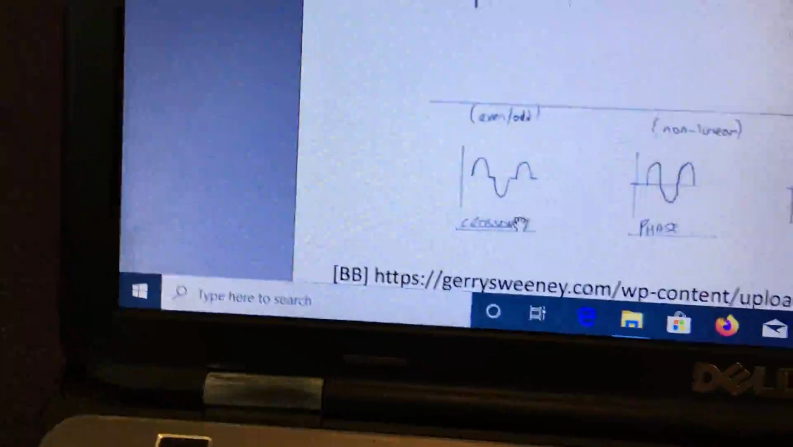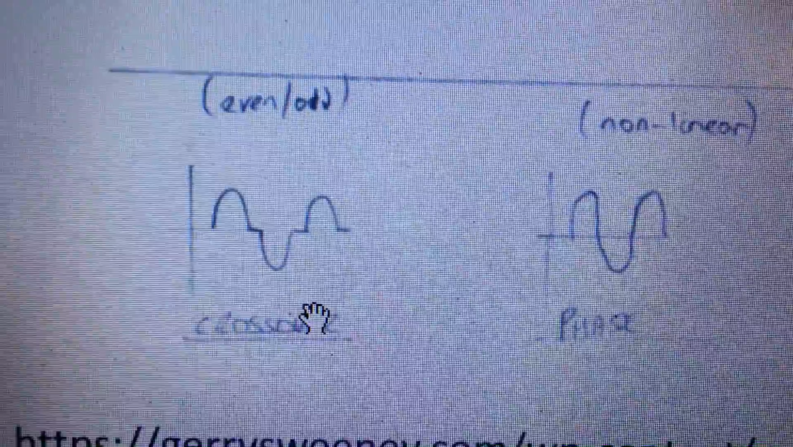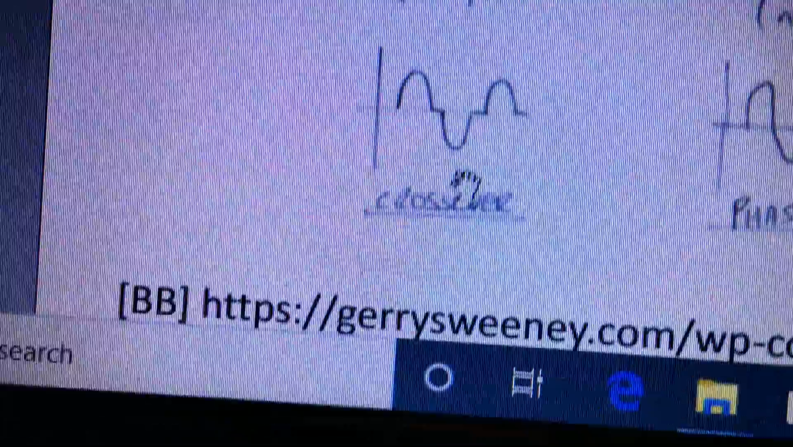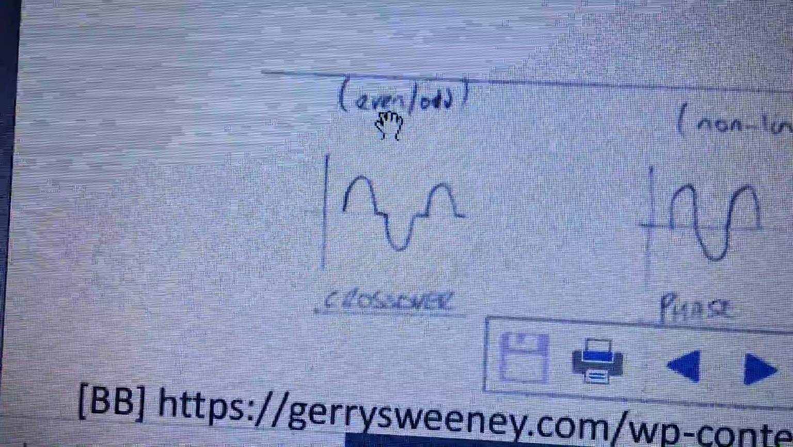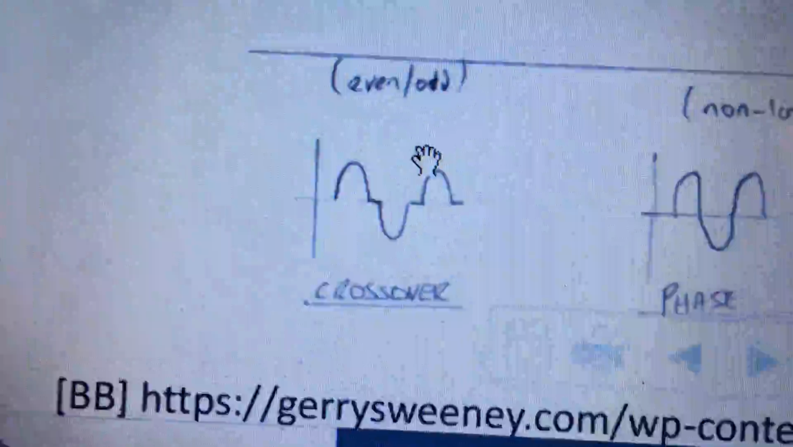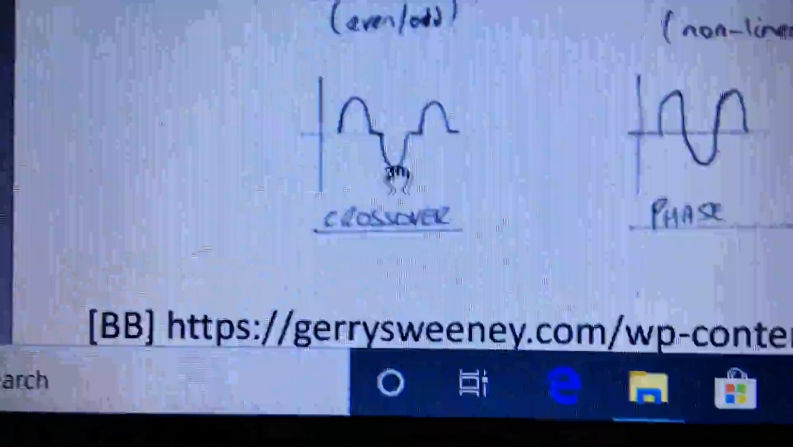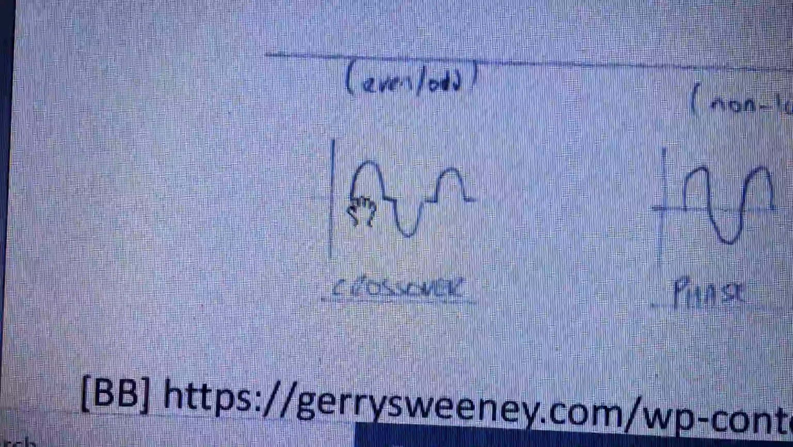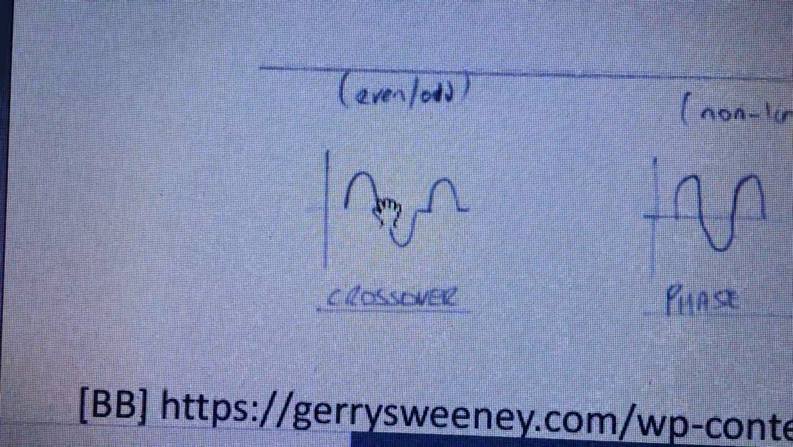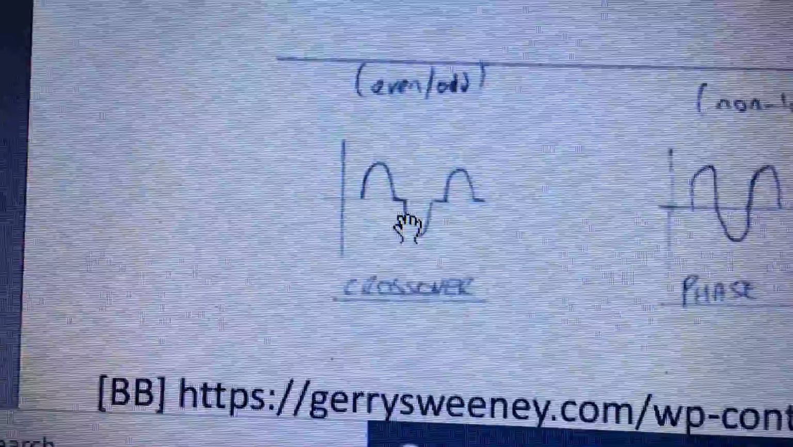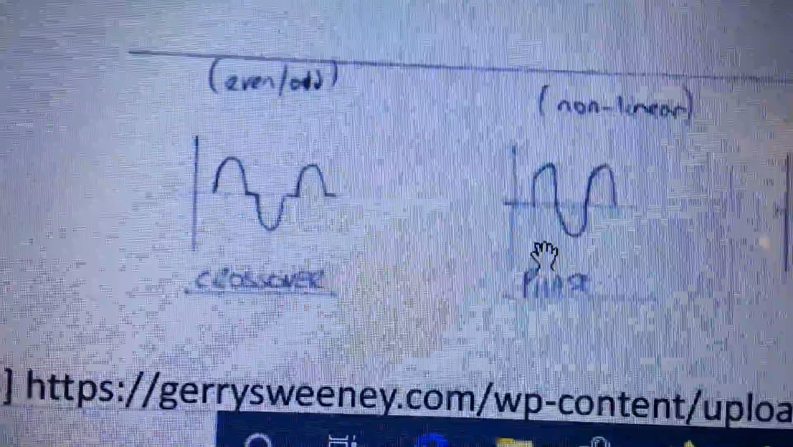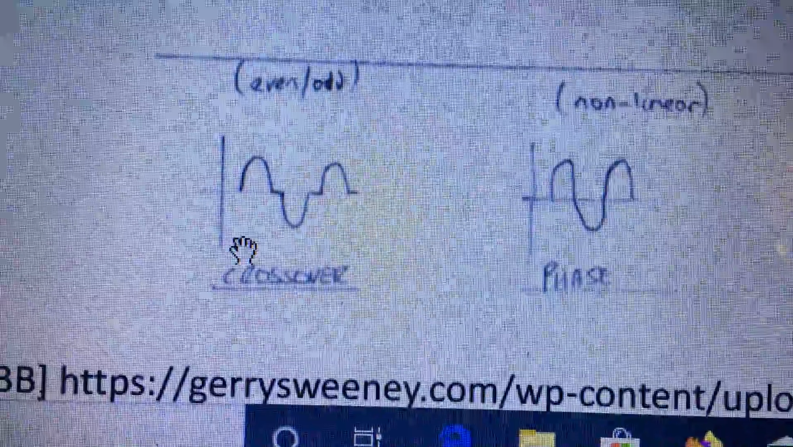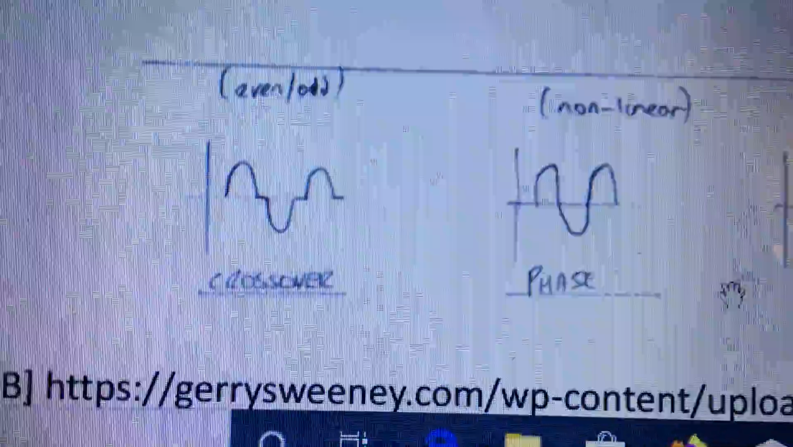Now if you look at the types of distortions, there are three main types. One is crossover distortion. What is mentioned over here is even and odd, so the harmonics could be even and odd. You will find crossover distortion present over here. When the signal is passing through 0, there is some distortion. This type of distortion is called crossover distortion. In transistorized circuits, this kind of distortion occurs.